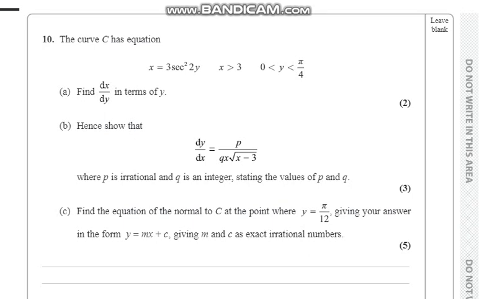The curve C has equation x equals 3 sec squared 2y. The domain has been given, that's x greater than 3, and the range is 0 less than y less than pi upon 4. Part a states: find dx upon dy in terms of y. The question is for 2 marks, so 2 valid points or 2 minutes of working here.